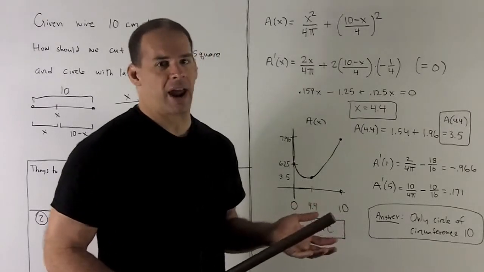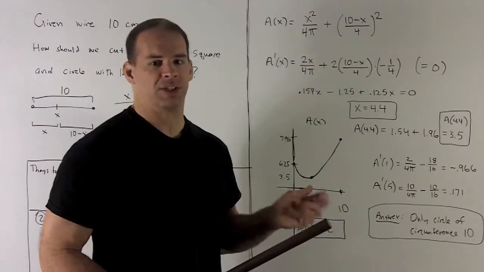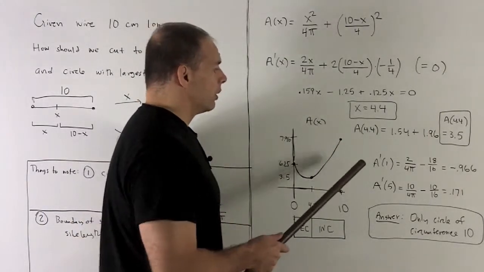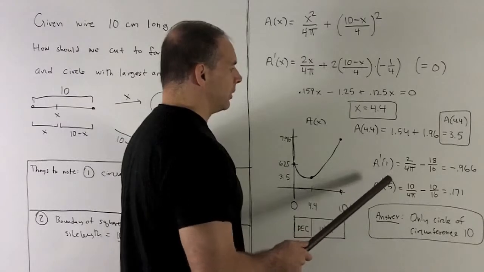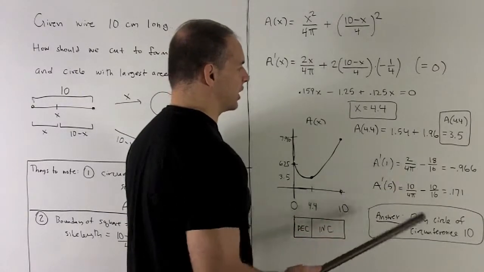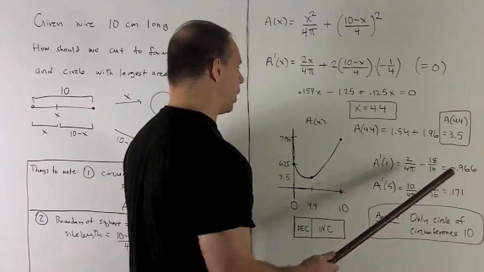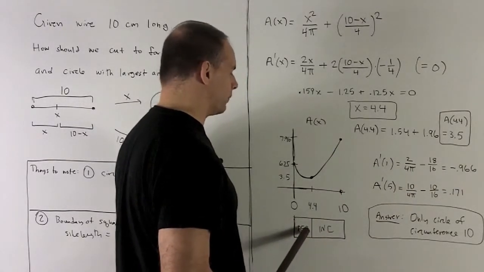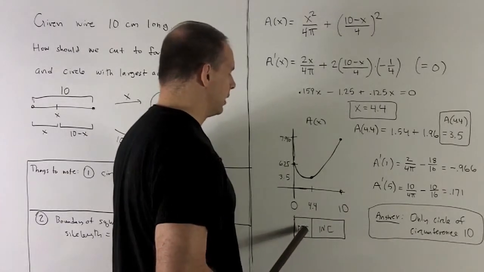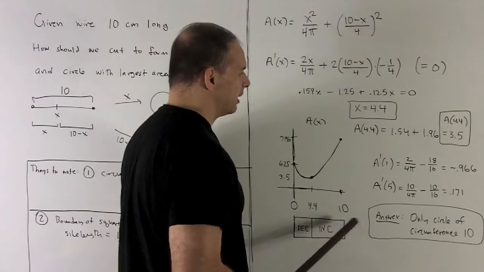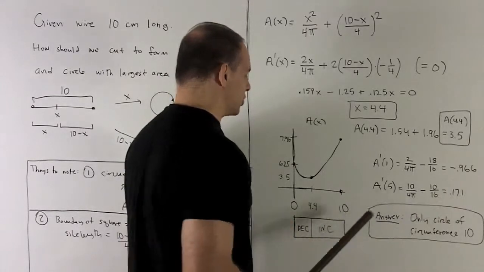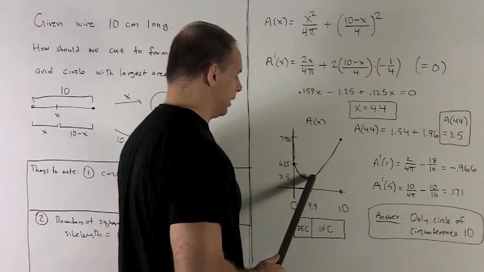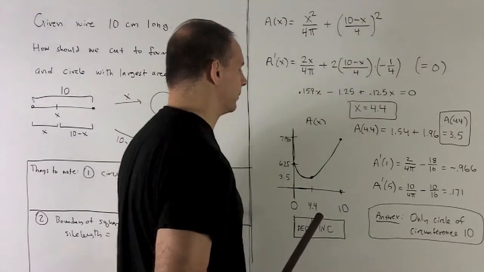Okay, we should finish off the graph just to check that we did the derivative right, at least check it by seeing that what we know about the graph is true. So if I take the derivative, evaluate at 1, I'm going to get 2 over 4 pi minus 18 over 6, which gives me roughly minus 1. So that's going to give me decreasing on this side of 4.4, since 1 is less than that. And then if I take 5, which is going to be on this side, we're going to get 0.171, which is positive, so we know it's increasing on this side. And my critical point is definitely a minimum. It's going from decreasing to increasing.